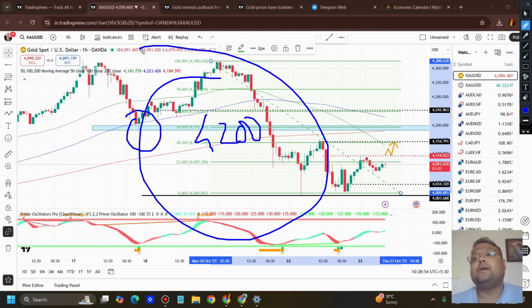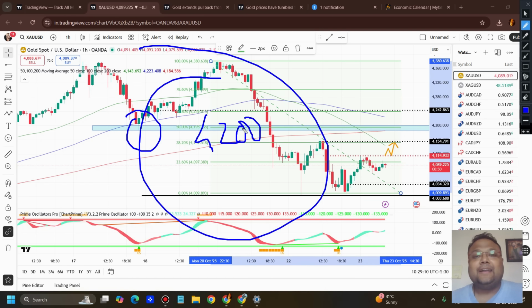So 4200 is going to play a crucial role for the market to continue the bullishness. It needs to cross 4200. 4200 is a level where we can look for a sell position as a day trader. How much can you expect? If the market reverses, I think in this situation we can easily expect 150 to 200 pips.